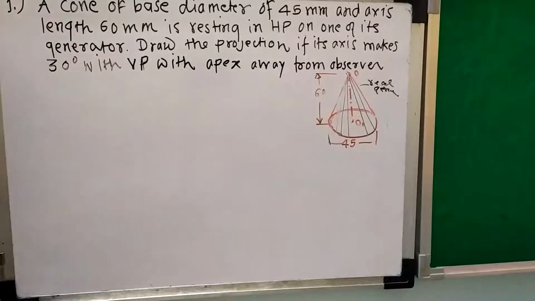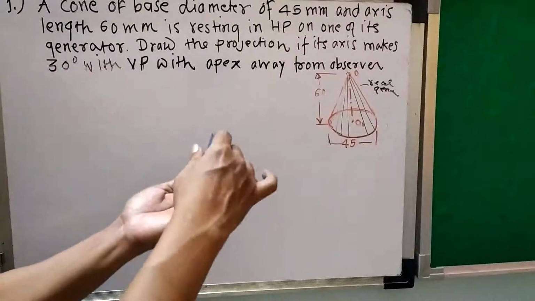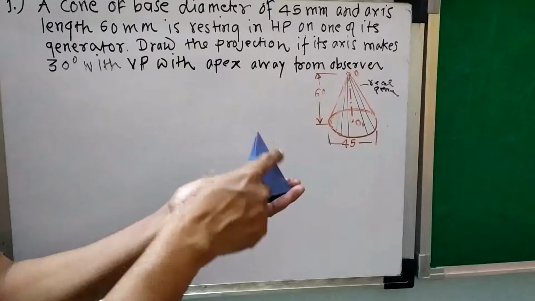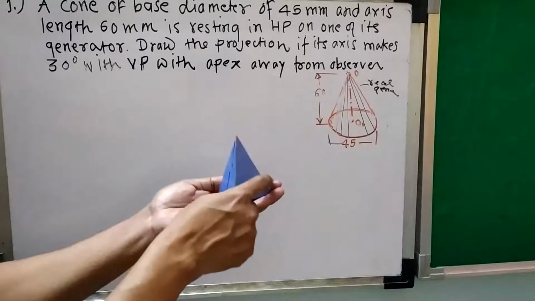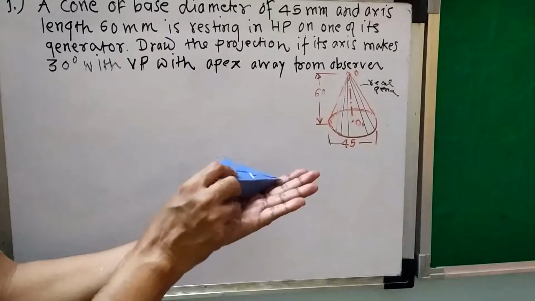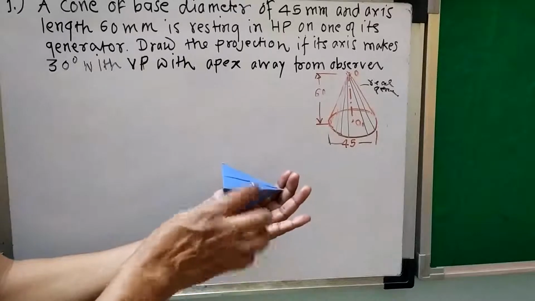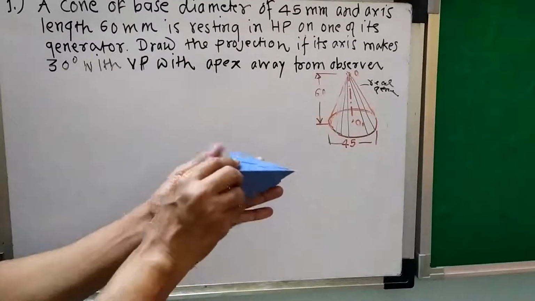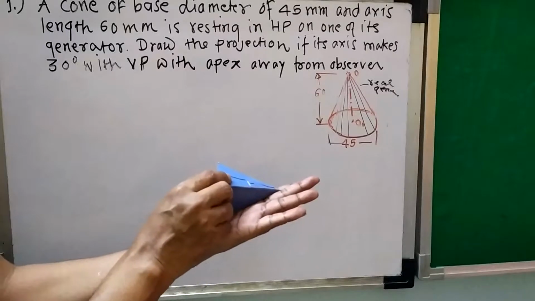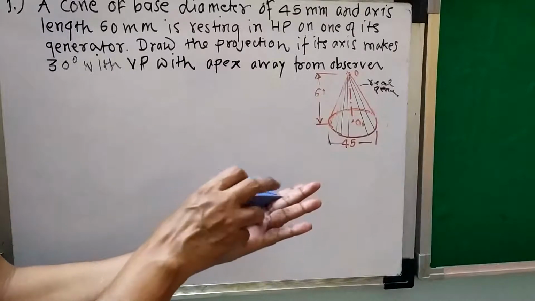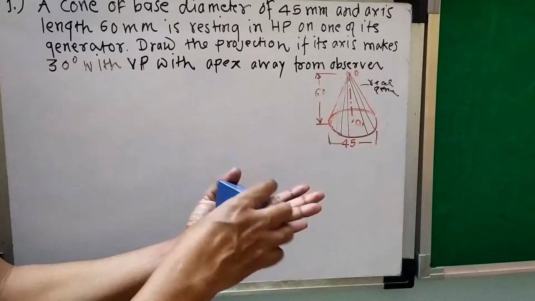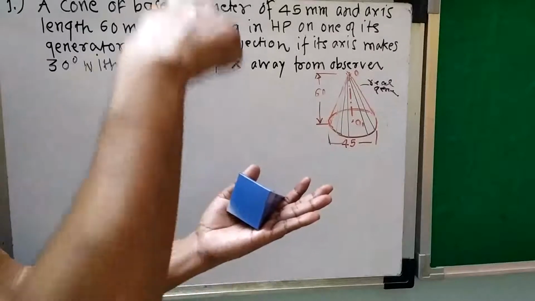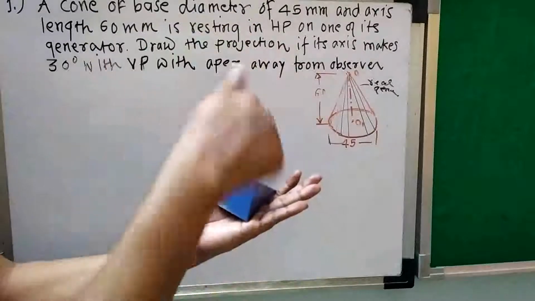Suppose you imagine this as a cone and this as a generator. So it is lying on one of the generators on the HP. This generator is on XY. It is lying on the HP and its axis is inclined with VP. So this generator is on the HP and the axis is inclined with VP. In this position you have to find the top view and front view.